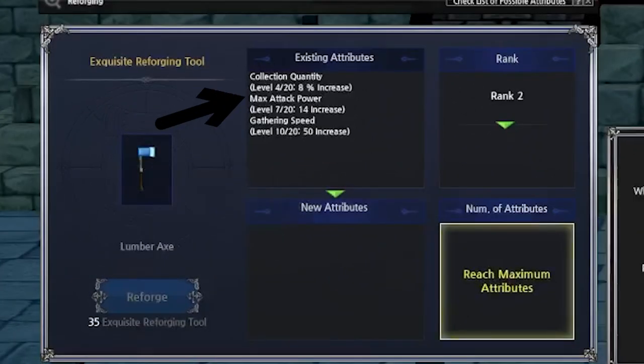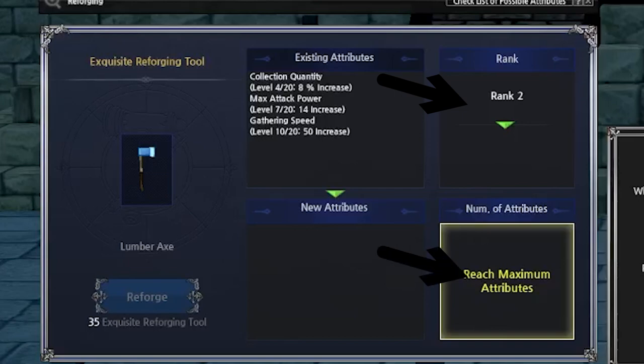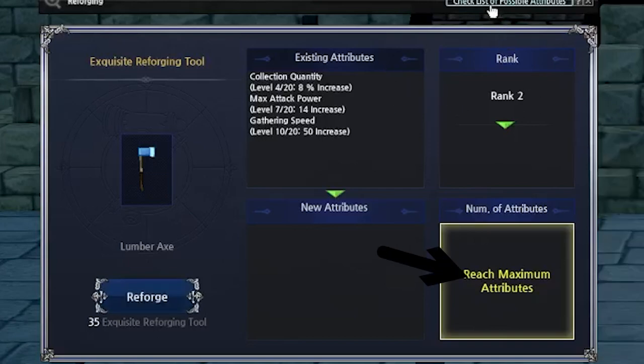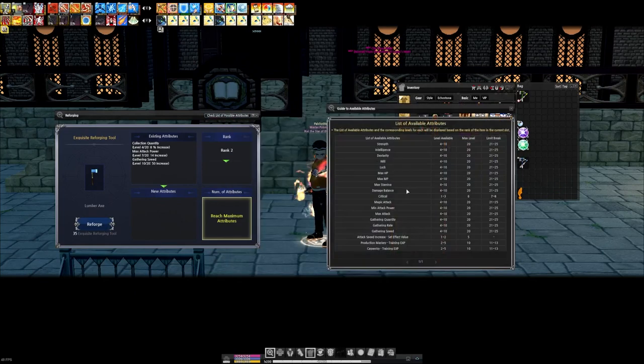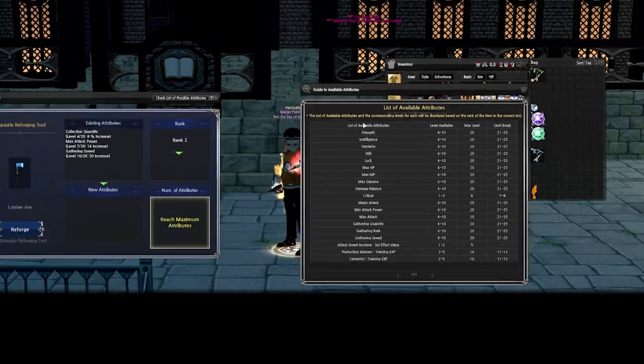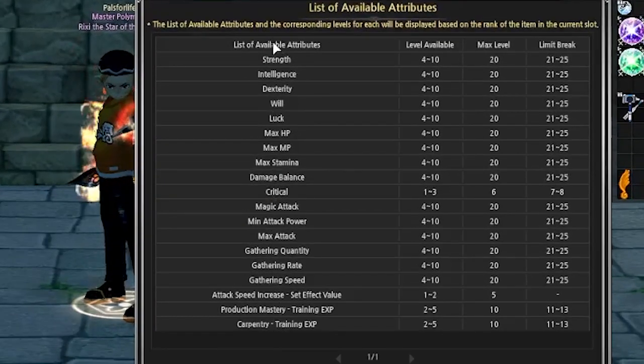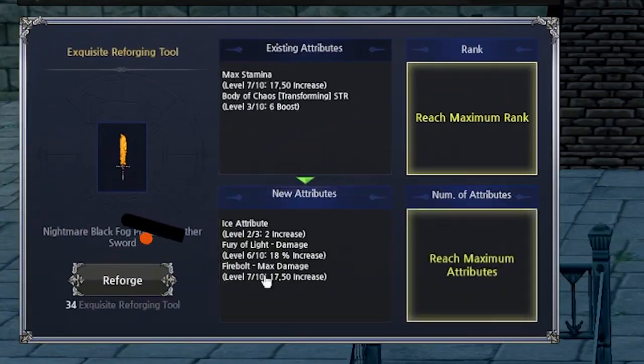Let's go over the UI now. The new UI shows the current reforge at the top. On the right side, you can find the reforge rank and reforge attribute amount, aka lines. At the top of the window is a button that shows all possible lines for the item you are reforging. This includes info on the possible, max, and limit break rolls. When you reforge an item, you'll now see new lines at the bottom of the window.